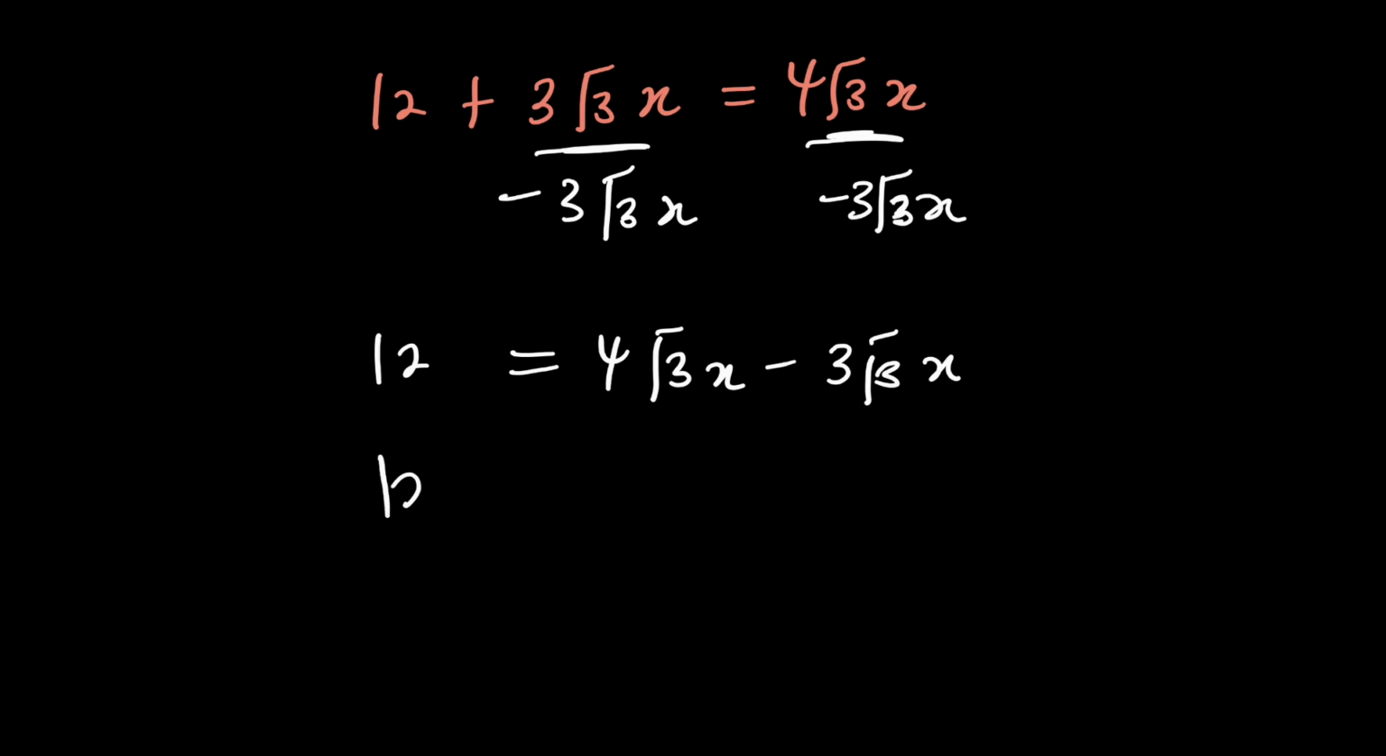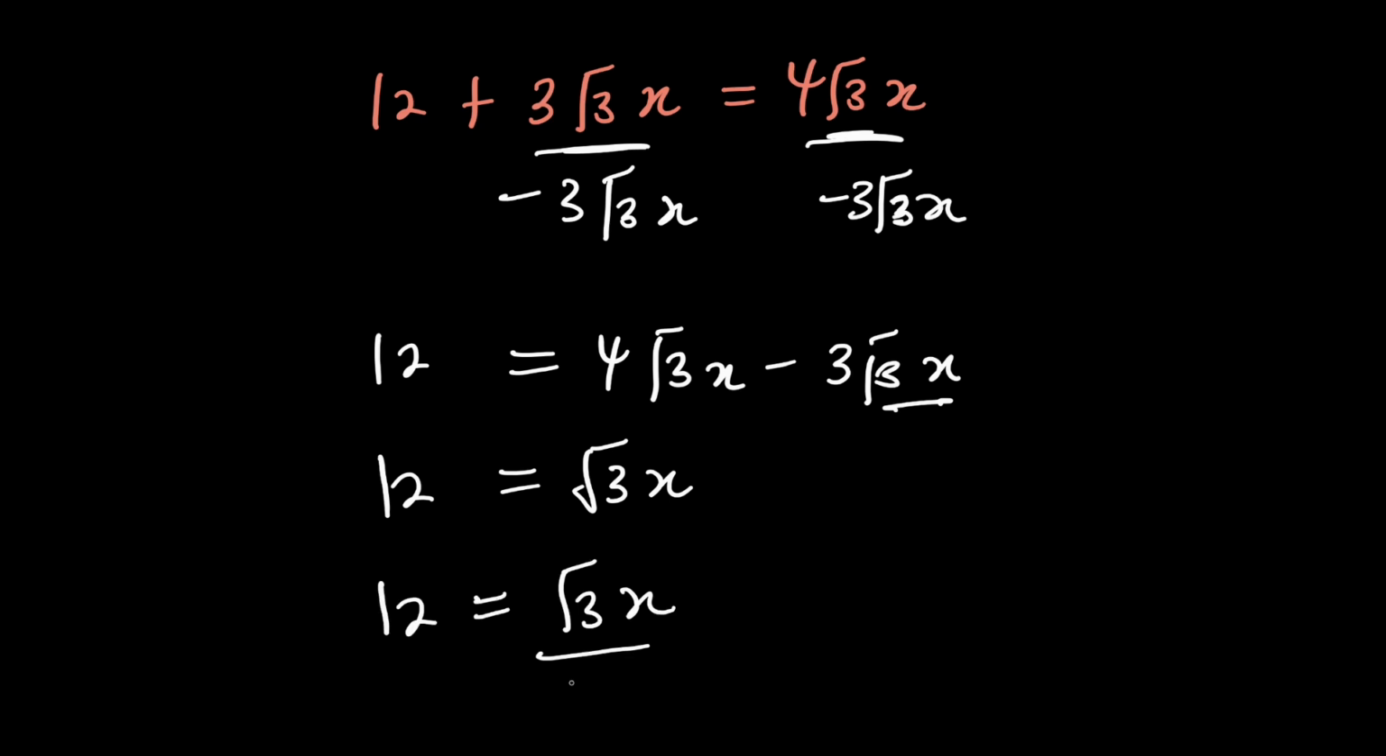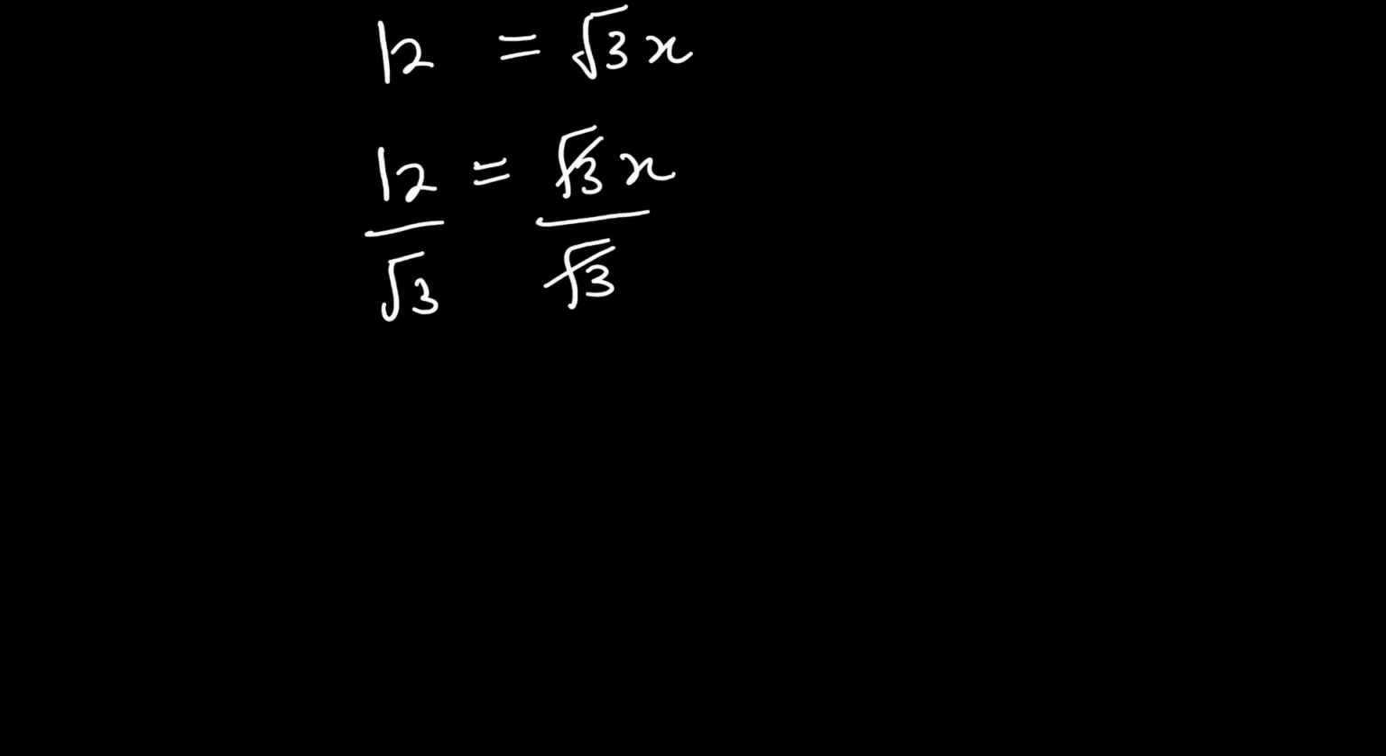Therefore, you're going to have 12 equals, so we have root 3 x, meaning they can subtract, okay? So we're going to have 4 minus 3 is going to give us 1 root 3 x, and that's going to give us root 3 x. But we are looking for x, so we can divide through by what? Root 3 over root 3. So now we know x equals 12 over root 3.